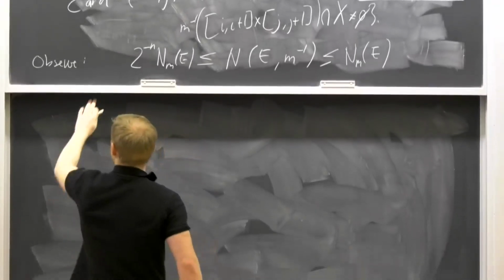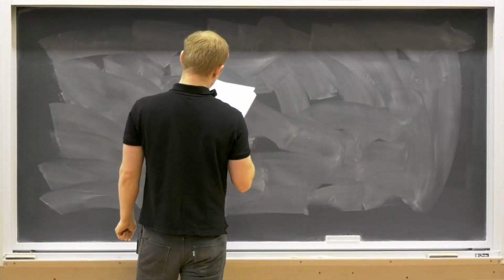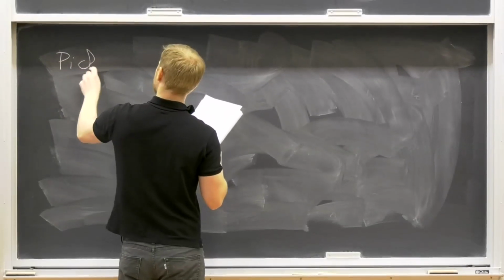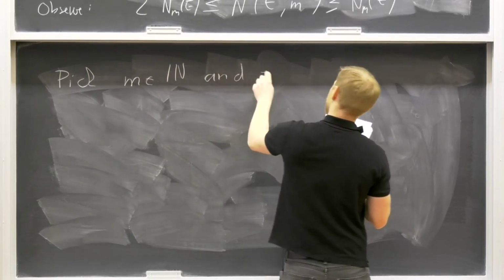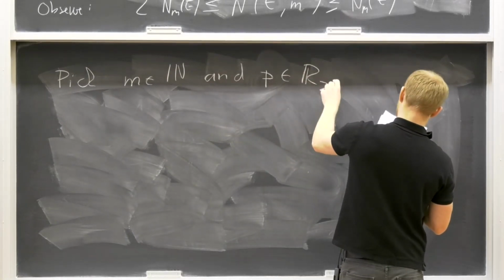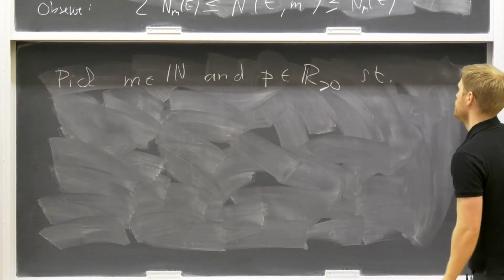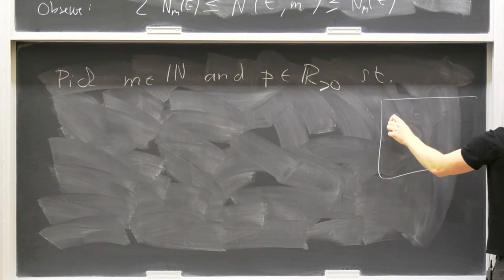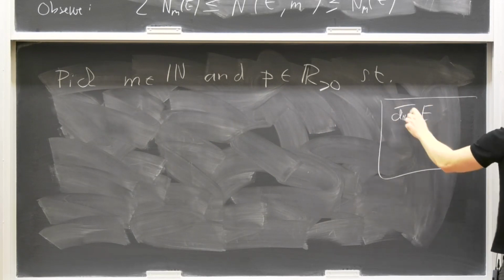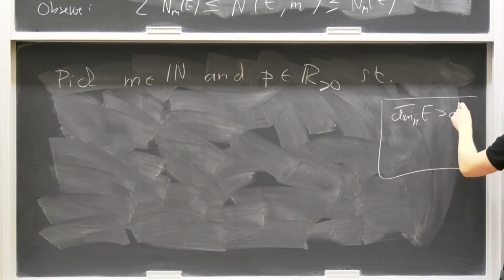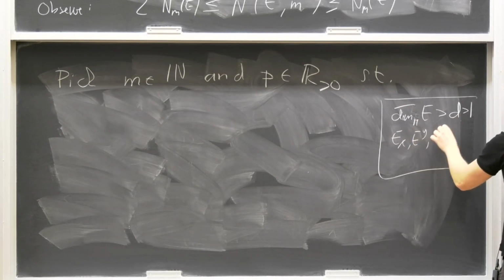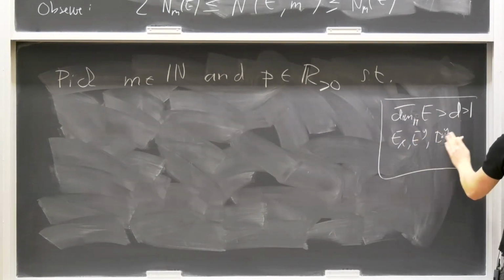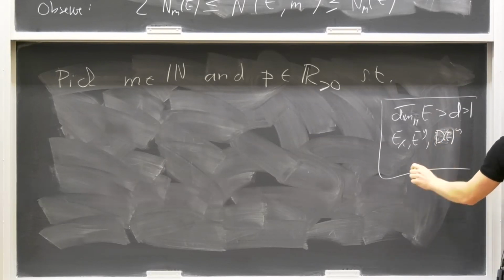Okay, so now I'm going to pick some things with this in. So now I'm going to pick M and N, M and N in the naturals and P and R larger than 0, such that the following is true. So remember that our assumption is that the upper Minkowski dimension of E is at least D, and this is larger than 1. And all these families, E_X, E_Y, and the points of discontinuity D of E_Y, are uniformly M now.